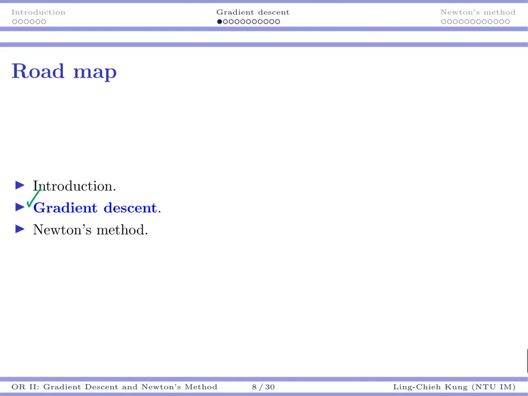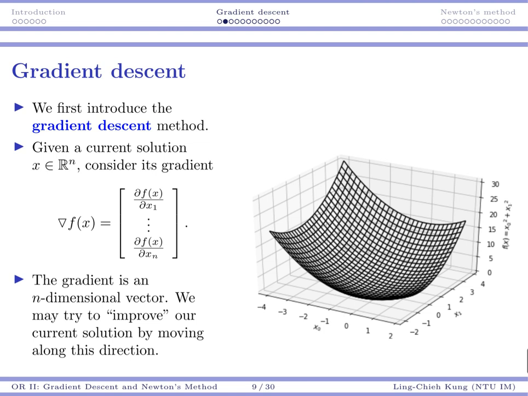Okay, so now we are ready to talk about gradient descent. So the idea is following. Suppose we want to minimize a nonlinear function like this. Okay, so you probably need a little bit of imagination.